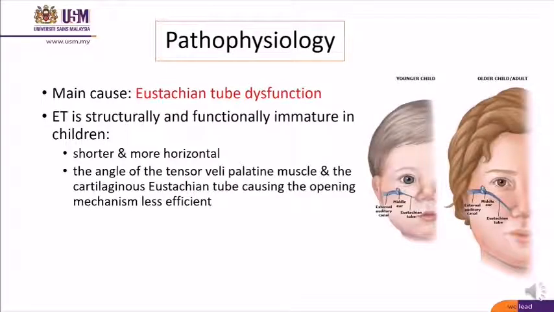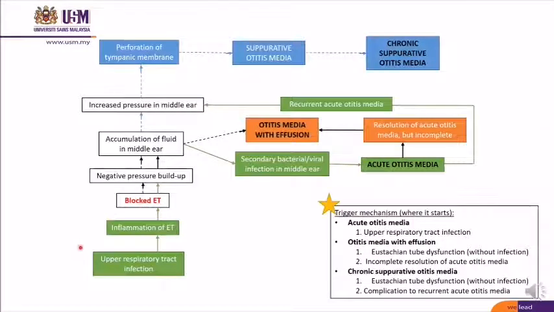Children are more prone to develop otitis media as their eustachian tube is still structurally and functionally immature, where their eustachian tube is shorter and more horizontal. This is the pathophysiology of how the different types of otitis media occur.